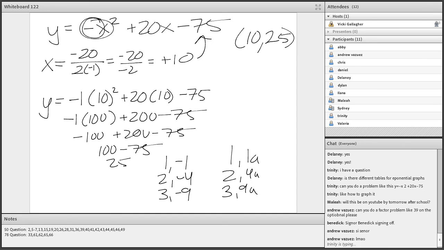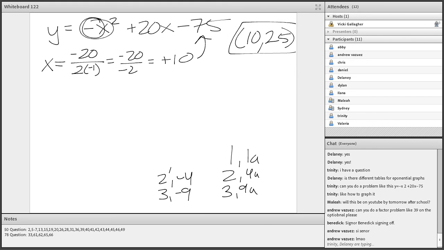All right, and I hope the person that wanted to know standard to vertex is still on. You can totally do this to go from standard to vertex. You can do all of this work and find your vertex, and then what you do, I'm just going to clear a little bit of space.